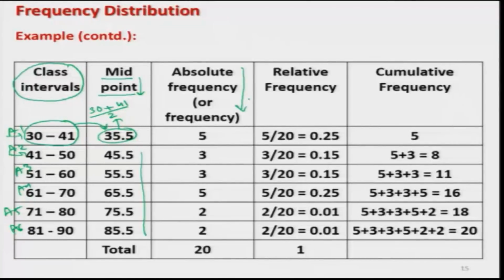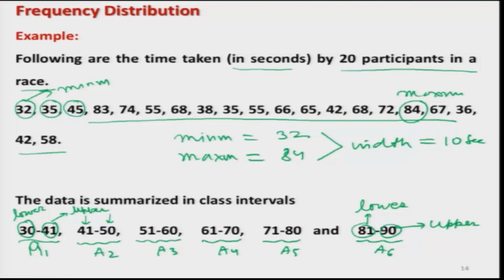Now, after this, this is the third column in which I am trying to count the absolute frequency or frequency. For example, here this is the interval 30 to 41. So, if you try to look at the data, how many values are lying between 30 and 41. So, this is here the first value, this is here the second value and this is the third value, fourth value and you can see here this is the fifth value here.